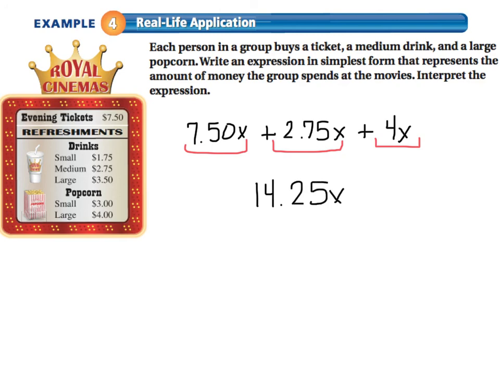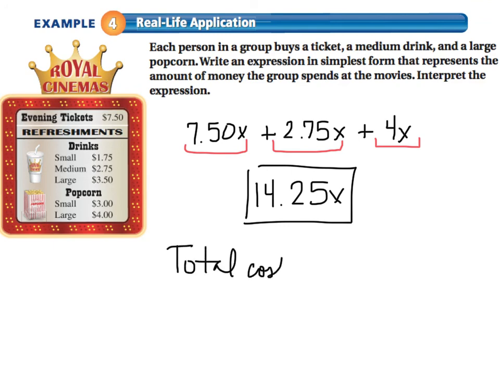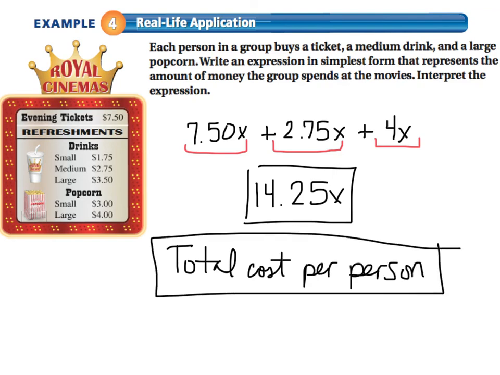So what does this represent? Well, the expression 14.25x indicates the total cost per person. This is how much each person is going to pay if they went to the movie theater to buy a ticket, a medium drink, and a large popcorn.